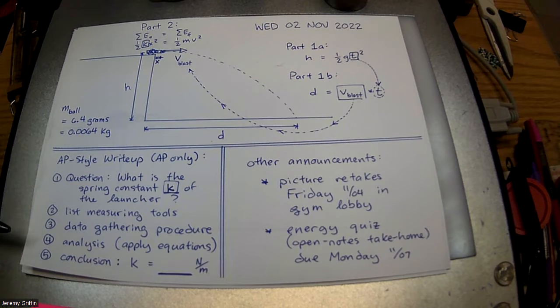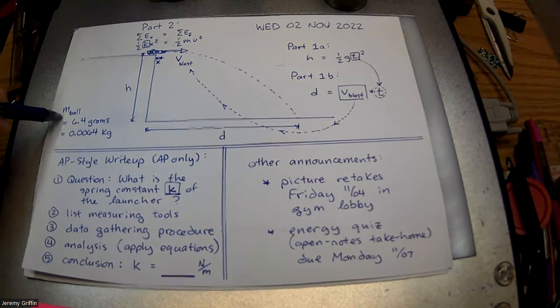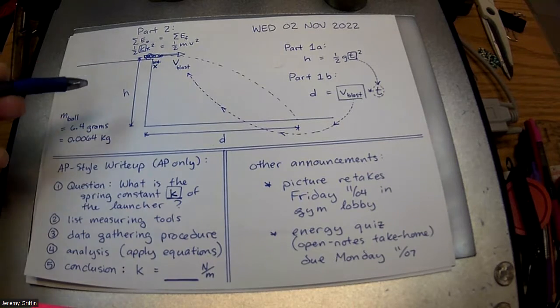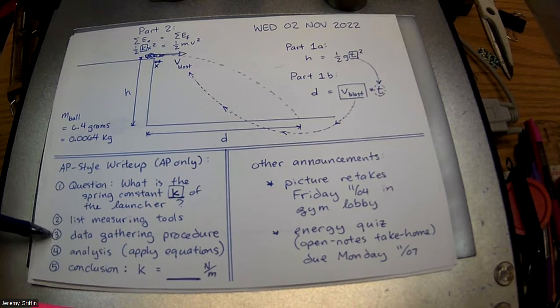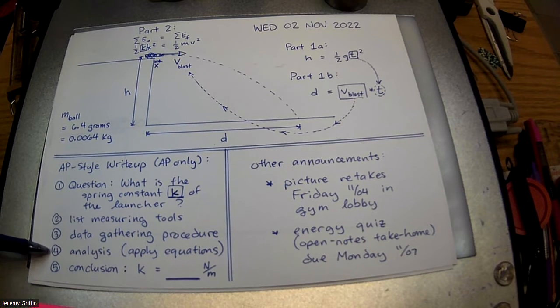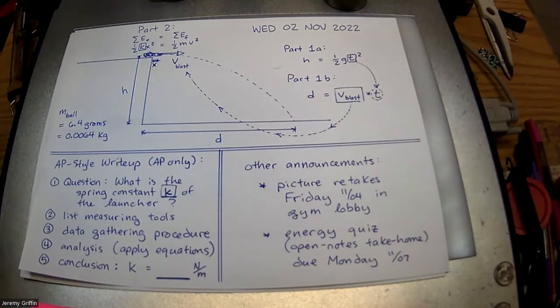Okay. So procedure is just here. I measured this quantity using the meter stick. I measured this quantity using a scale. I measured this using a ruler, right? So whatever you're measuring is what you're gathering. Use tools to measure this thing. Okay. Analysis, apply equations. I'm giving you guys way too many hints here, but I'm trying to save everybody time.